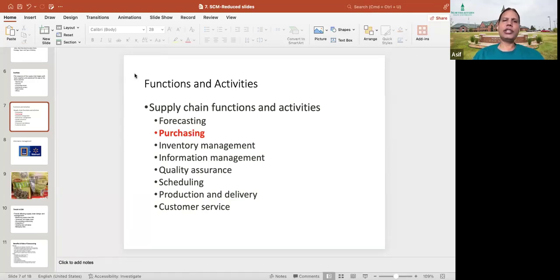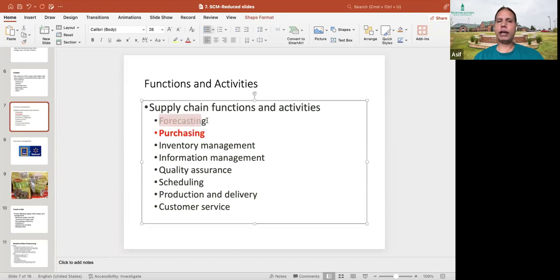So we started with supply chain management, and in supply chain management, we discussed different functions and activities, and we discussed forecasting. We discussed different methods, for example, moving averages, weighted moving averages, exponential smoothing, and then we also discussed techniques that are used to assess the robustness of these forecasting techniques, like mean absolute deviation, mean squared error, and mean absolute percentage error.